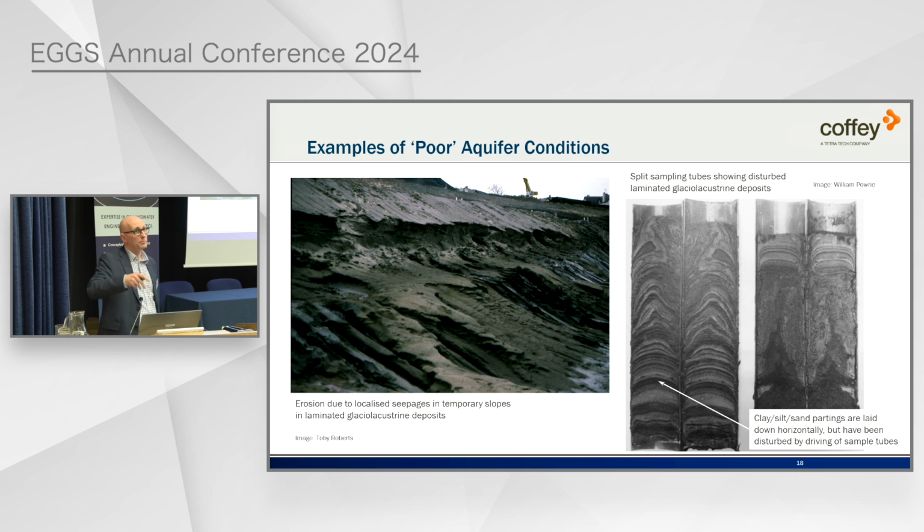sub-horizontal or maybe cross-bedded. But here, these tubes have been driven, and you can see how these horizontal bedding planes have been dramatically distorted and disturbed by the driving effect of these tubes. These were samples from a long time ago, so hopefully things have improved since then.